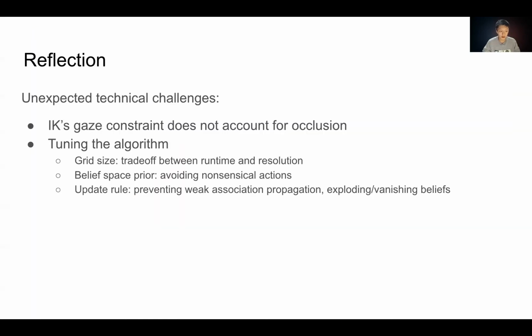Along the way, we encountered several unexpected technical challenges. For example, IK's gaze constraint did not come out of the box accounting for occlusion, so we had to attach a cylinder to the end of the end effector to ensure we have direct line of sight with our target.